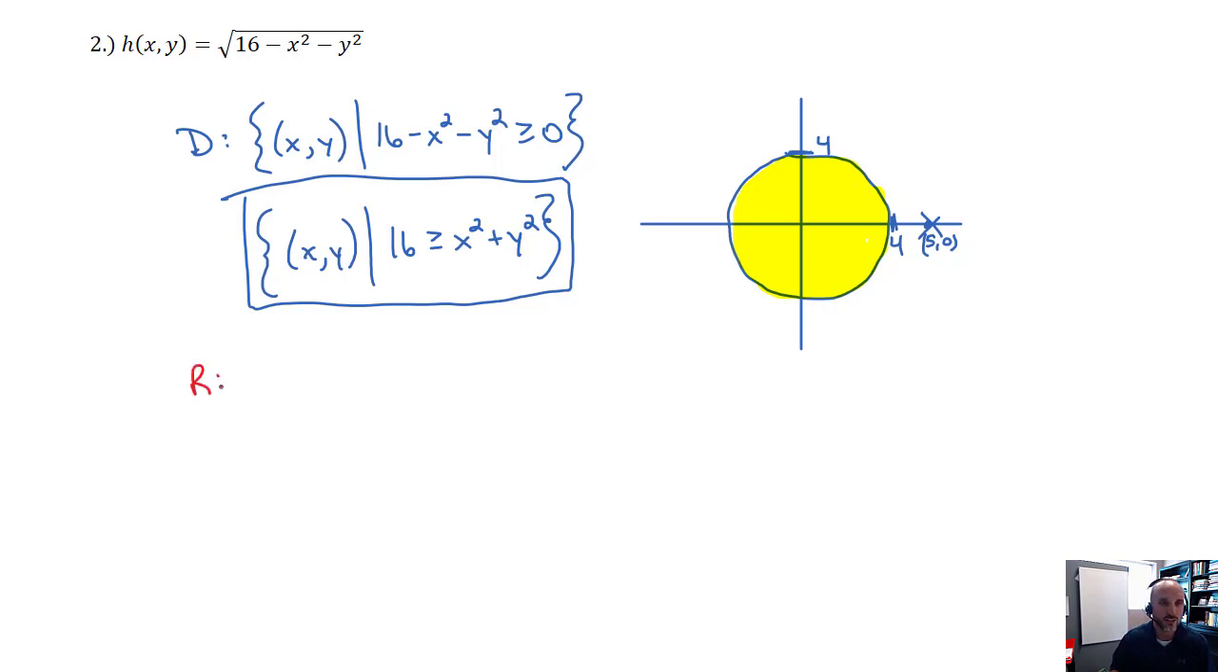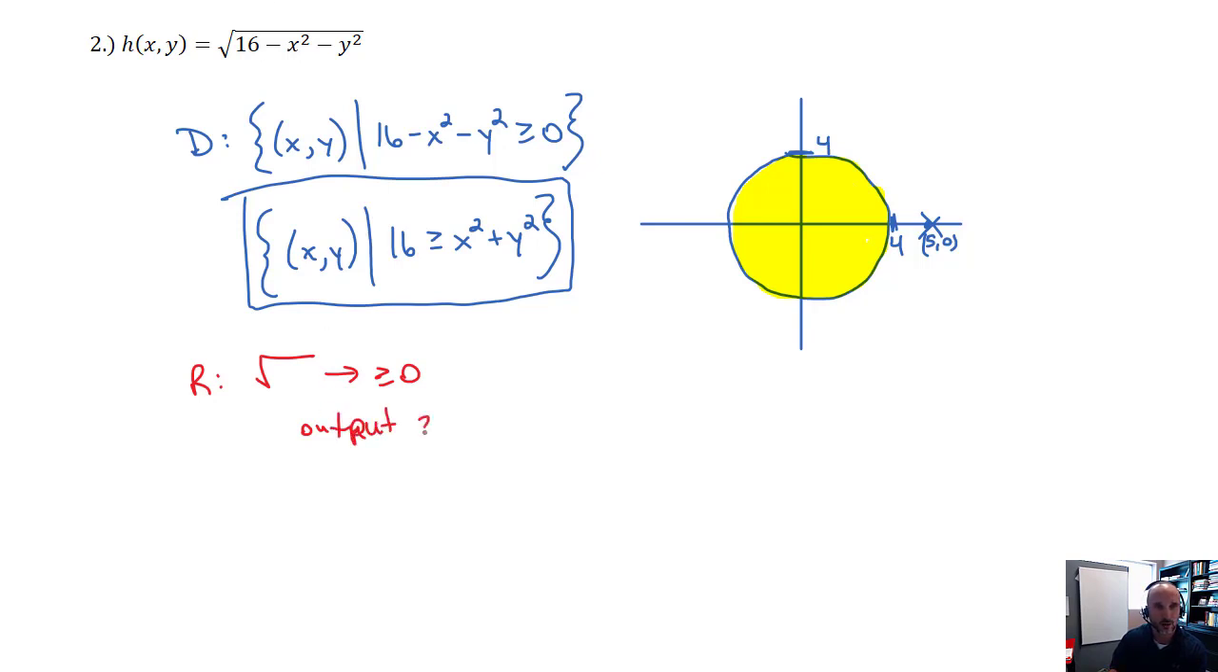Now let's talk range. This one's a little bit trickier. We know that a square root will output something greater than or equal to 0. And let's first see if we can figure out some way to output 0. Okay, so we could plug in 4 for x to make that 16 and 0 for y. So we'd have 16 minus 16 minus 0. So we can output 0. So we know we're going to output 0, okay? So that's on the low end. We can output 0.